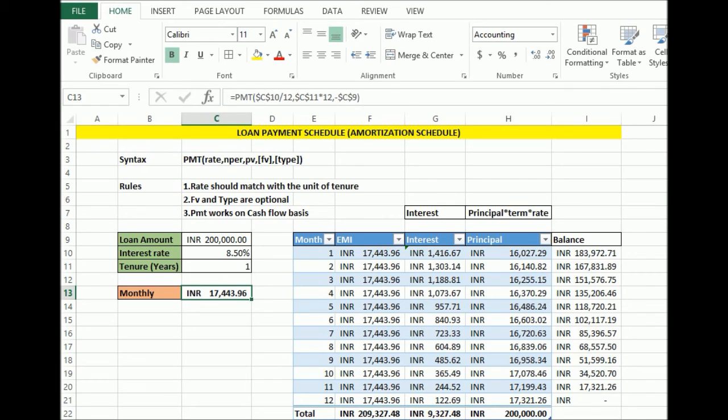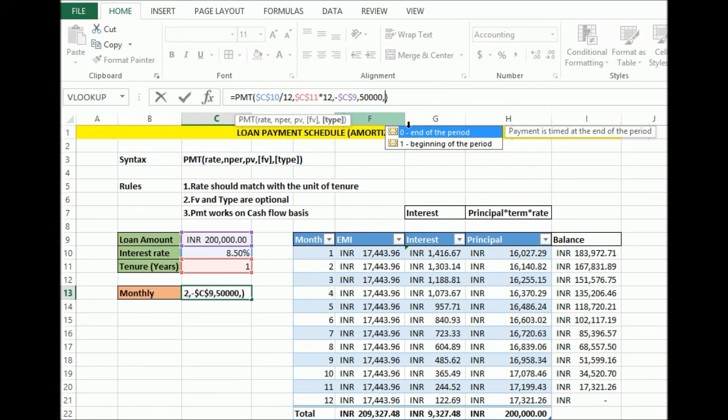So in the PMT function, I am putting a future value as 50,000. Then the type will be at the end of the period or beginning of the period. Loans will be at the end of the period, so I am putting 0.